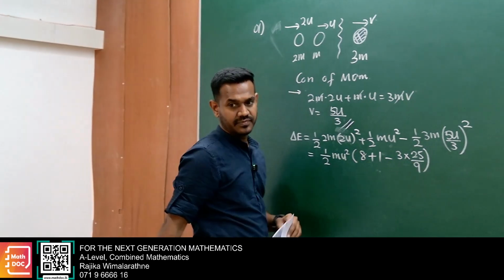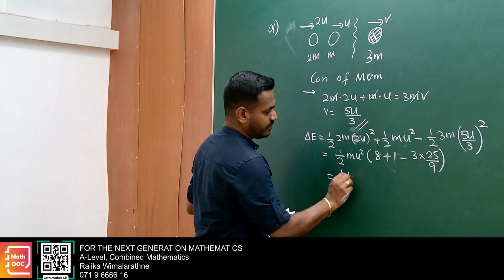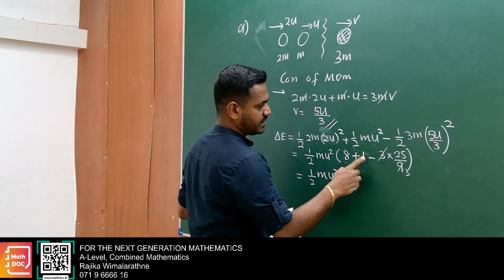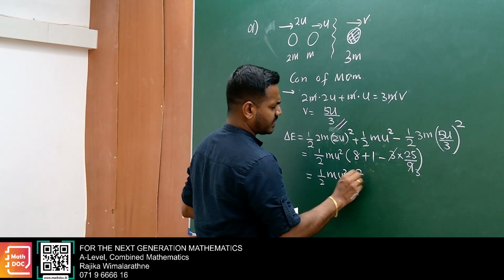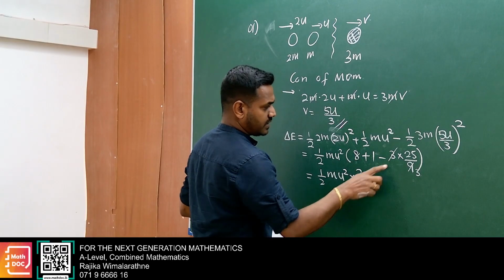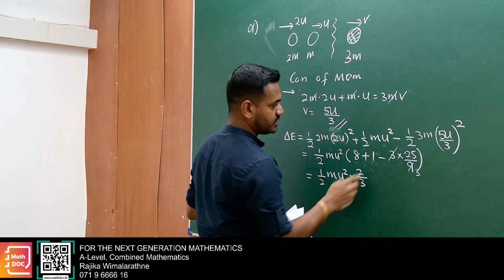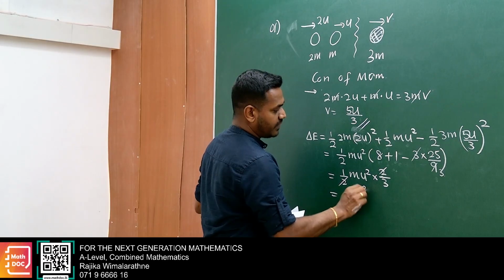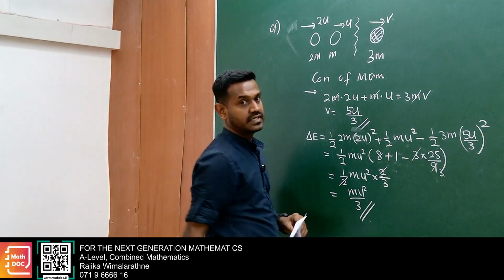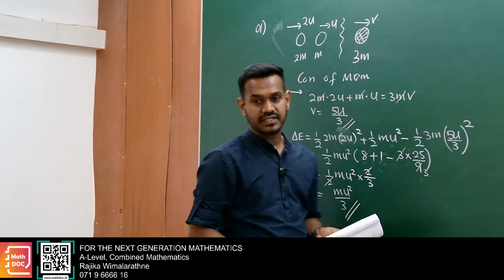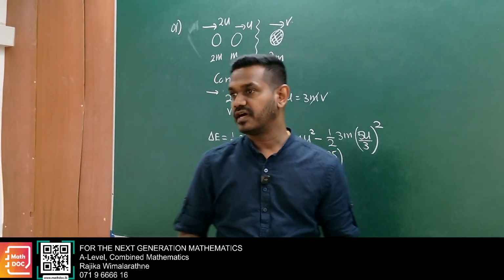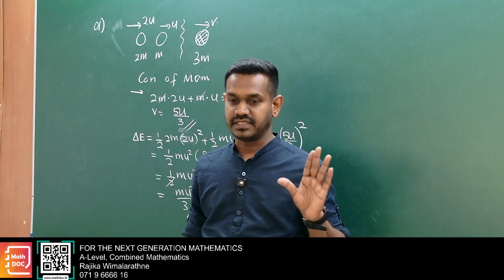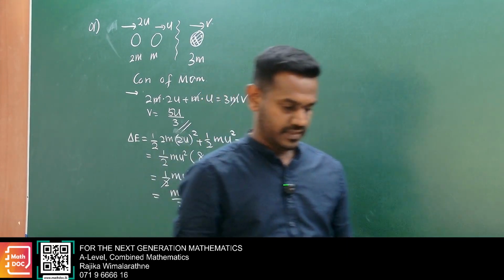Now further you can simplify this one. Then 1 over 2 m u squared times (9 times 5 is 45, minus 25 gives 20 over 9)... then m u squared divided by 3. Here the kinetic energy loss. Due to this collision there will be a loss. First you find the after-collision velocities, then take the energy difference. That's it. That is question number 1.